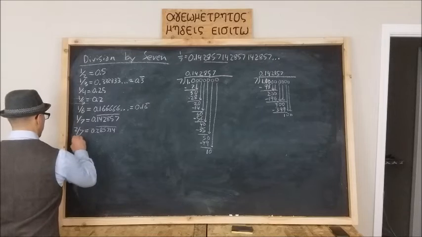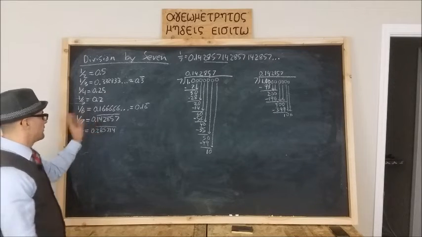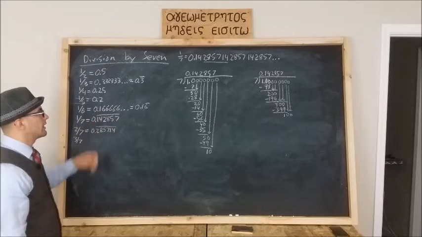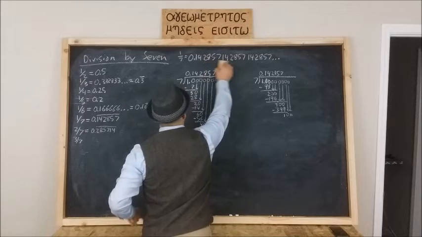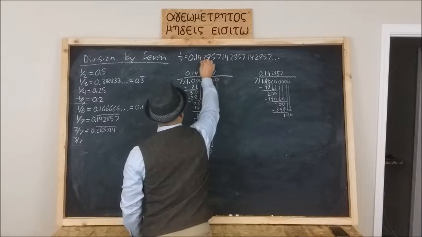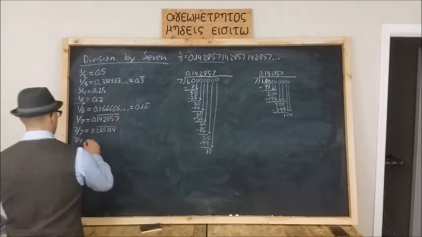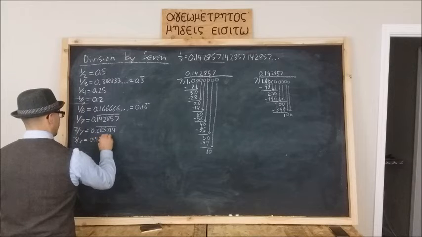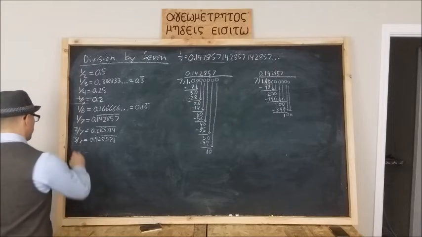Same thing with 3 over 7. All right, that's going to be 3 times this. Okay, so instead of doing the whole thing, just look at the first 14 here. 14 times 3 is what? 42. So I'm going to start with the 4. 428571. Again, those 6 digits that repeat. 3 over 7 is 0.428571 repeating.